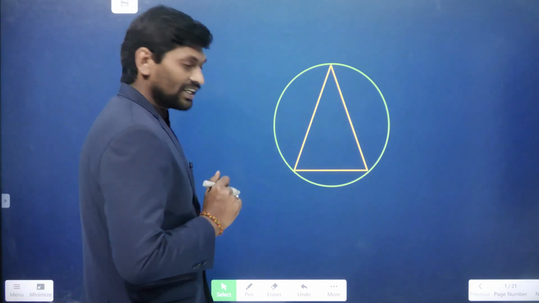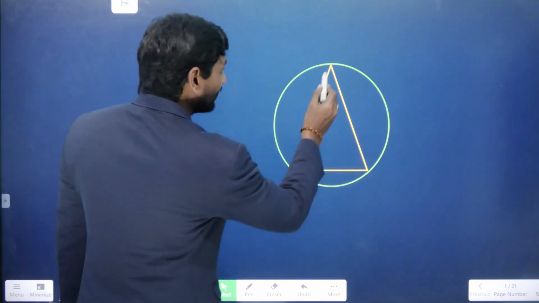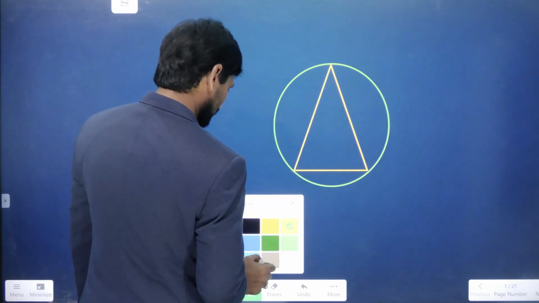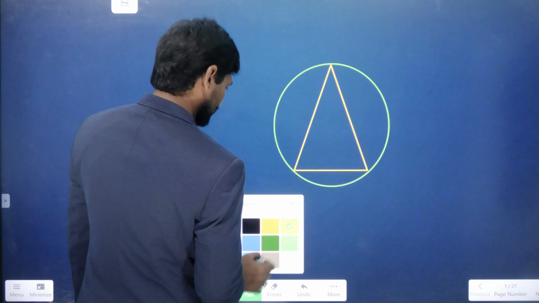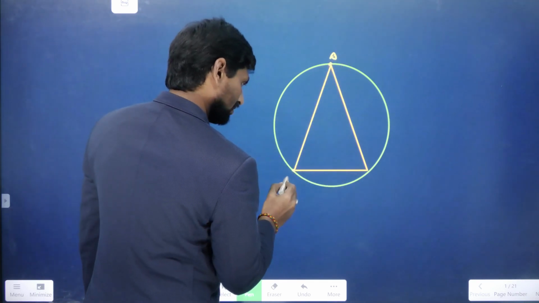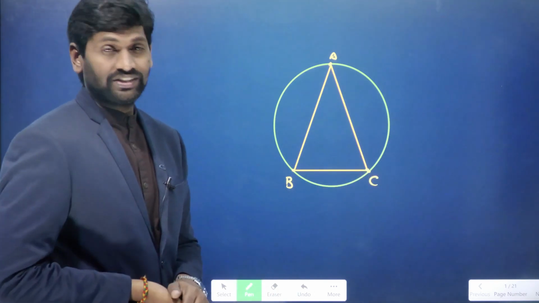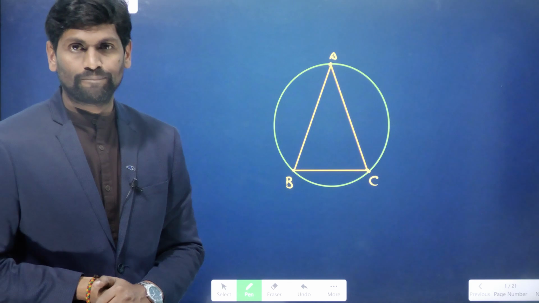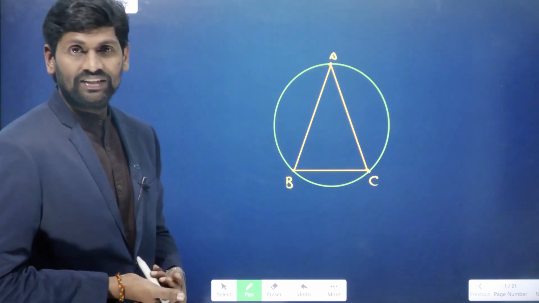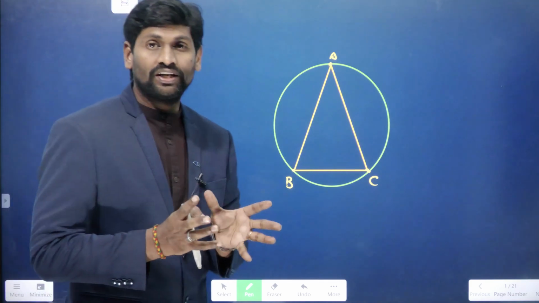So just observe this circle. A triangle having all its vertices on a circle. Circumcircle. The circumcircle we discussed already.